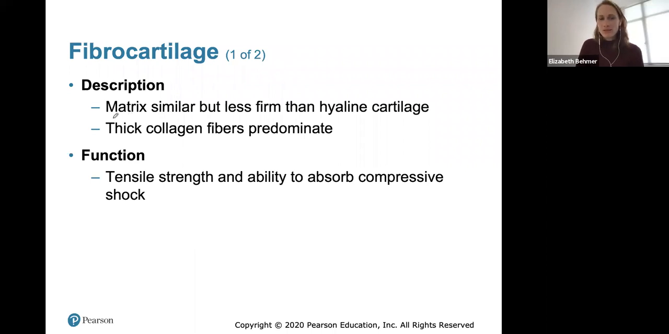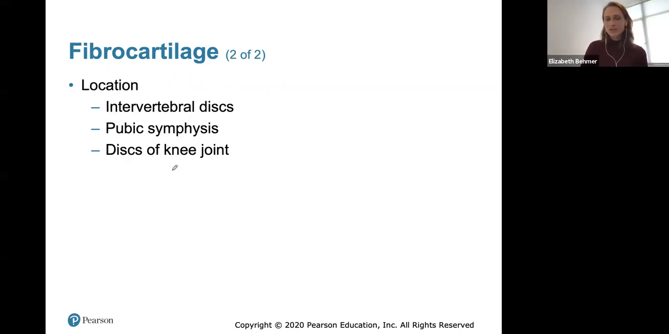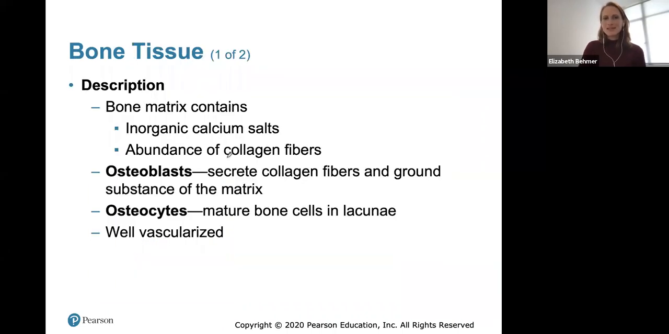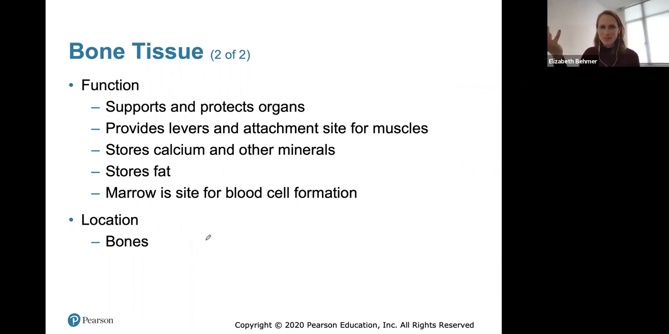Fibrocartilage then has a matrix similar but less firm, has thick collagen fibers predominating. The functions are strength and the ability to absorb compressive shock. So we'll find fibrocartilage in your intervertebral discs, the pubic symphysis, which connects your pubic bones together, and the discs of the knee joint. So here is fibrocartilage. Bone has inorganic calcium salts, osteoblasts, and osteocytes. It's well vascularized, and this makes up the bones of your skeleton.